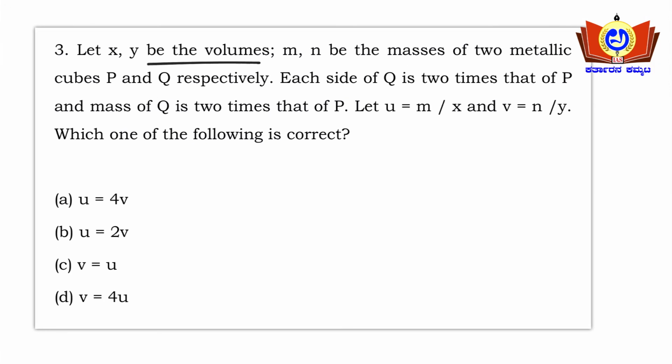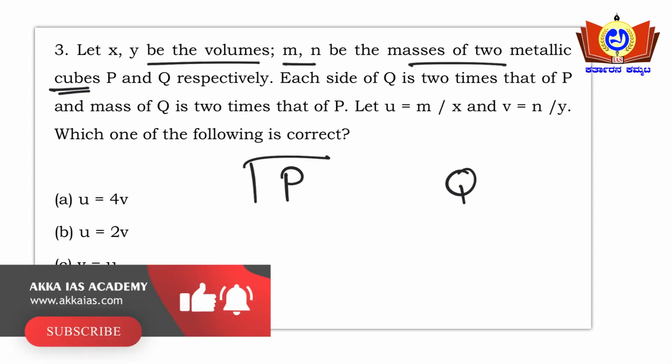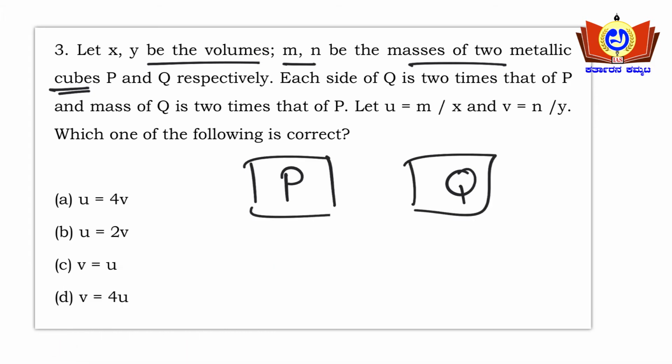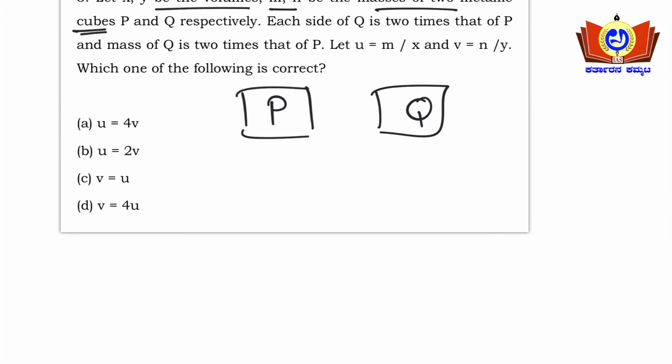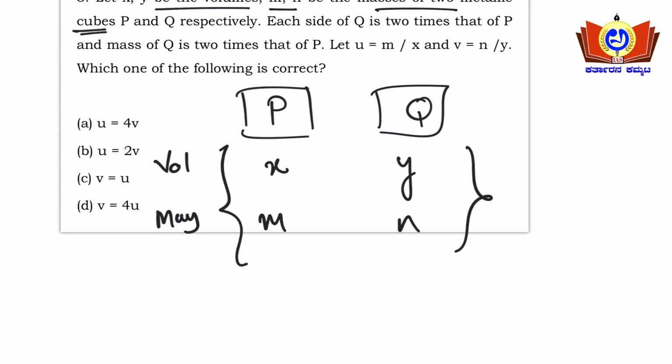Let X and Y be the volumes, and M and N be the masses of two metallic cubes P and Q. So there are two metallic cubes here. The volumes shall be X and Y, and the masses shall be M and N. This is given in the question.